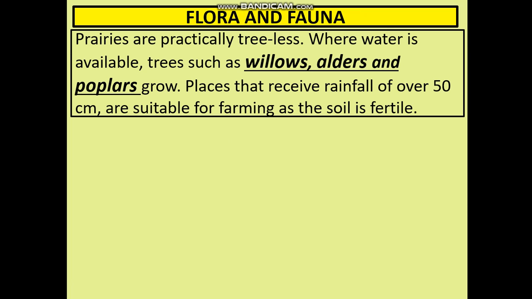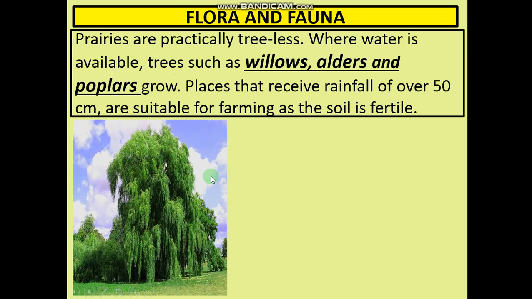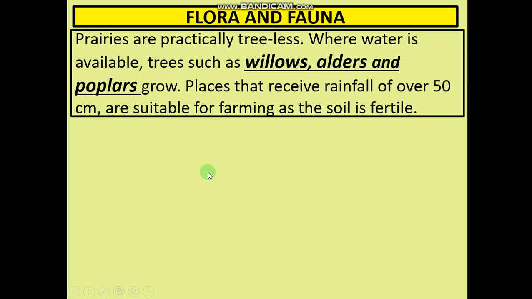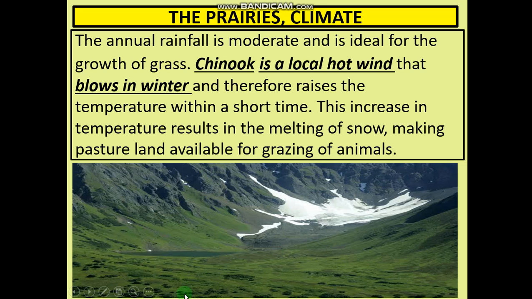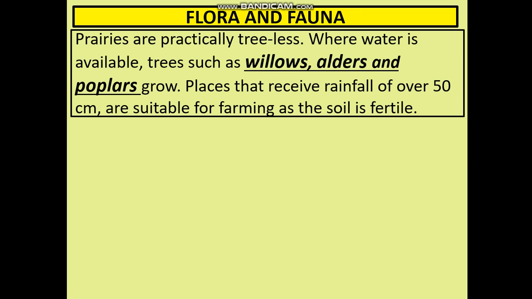Next, let's talk about flora and fauna. Flora means all the vegetation, meaning plants and trees, and fauna means all the animals. Prairies are practically treeless. There are no trees actually. In the earlier picture I have shown you, as you can see, these are small patches of bushes or grass, but they are not even plants. So as far as you can see, you will not find any tree. Prairies are treeless.